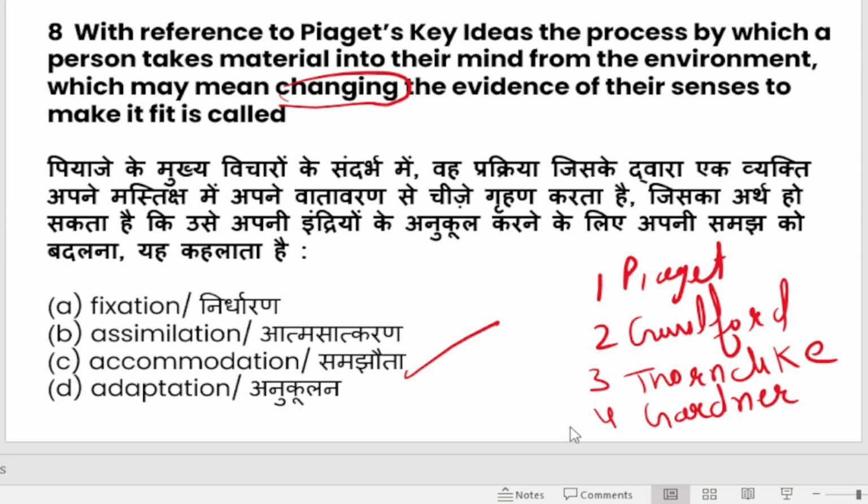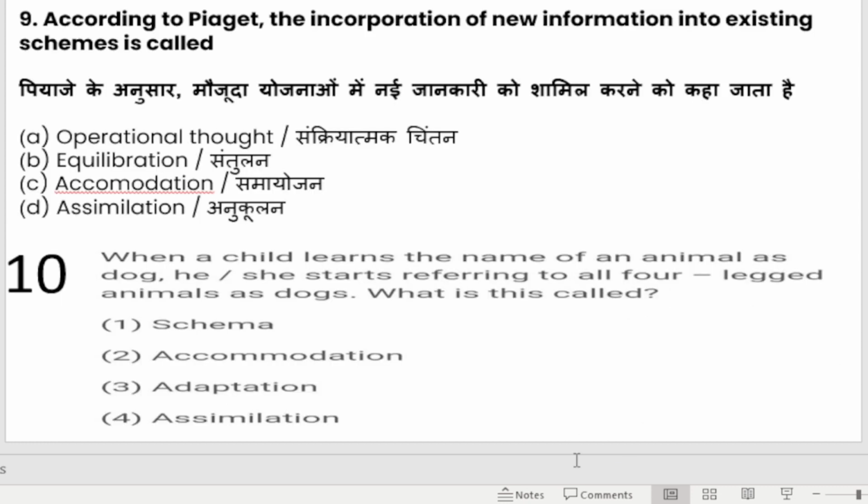Okay, now coming to the next. According to Piaget, the incorporation of new information into existing schemas. Incorporation means something changed. So the answer is accommodation. Now question number 10: when a child learns the name of an animal as a dog and starts referring to all four-legged animals as a dog, that means the child is considering dog equal to other animals. So it is a process of assimilation. So the answer will be assimilation.